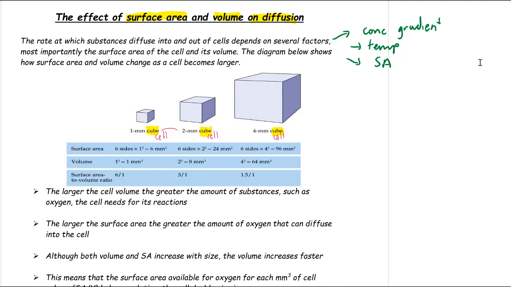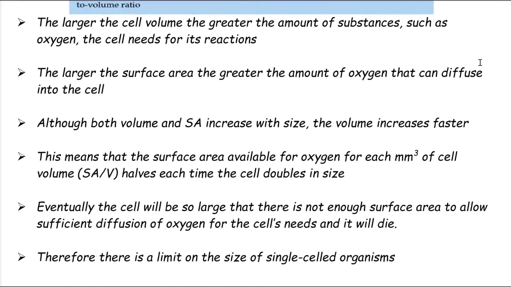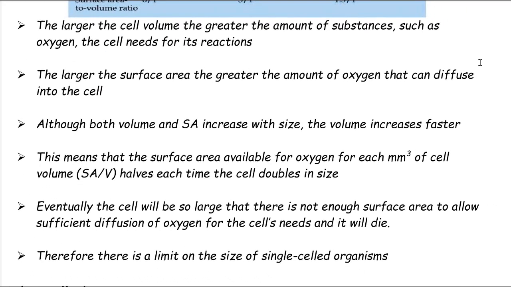Now, each time the cell doubles in size, what we can see is that the surface area increases each time. We can also see that the volume increases, but the volume actually increases faster than the surface area. So here's what you need to take away from this little area. The larger the cell volume, the greater the amount of substances, such as oxygen, the cell needs for its reactions.